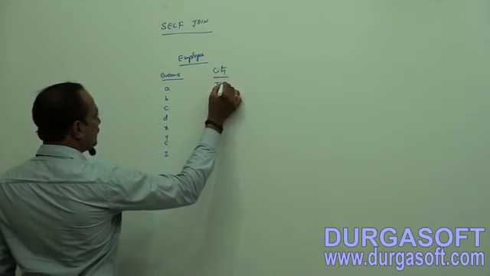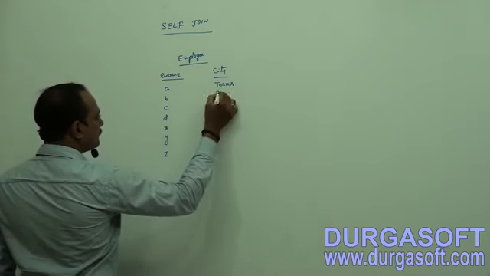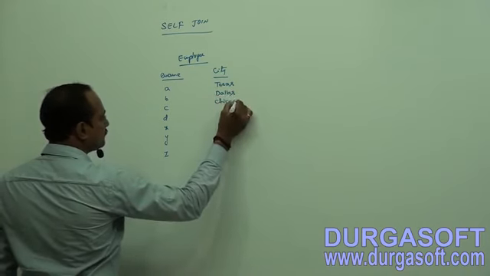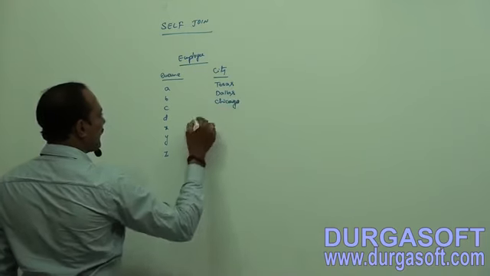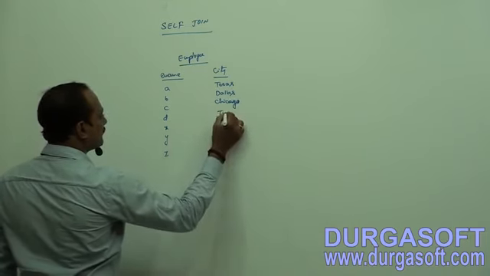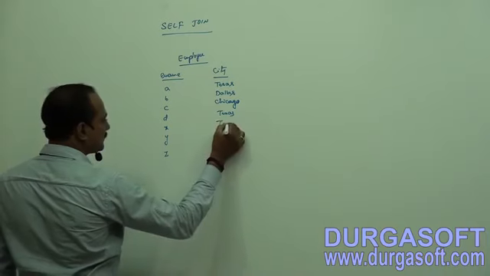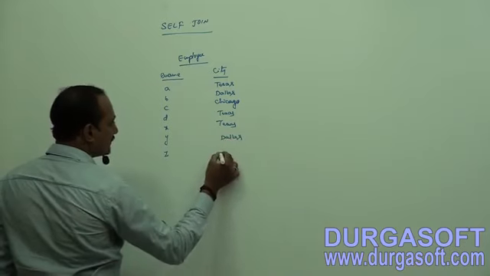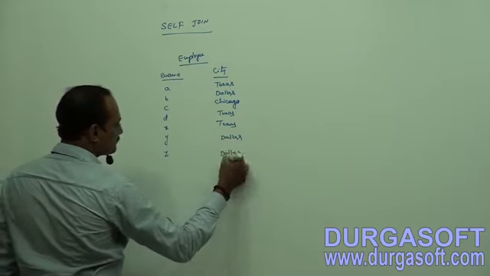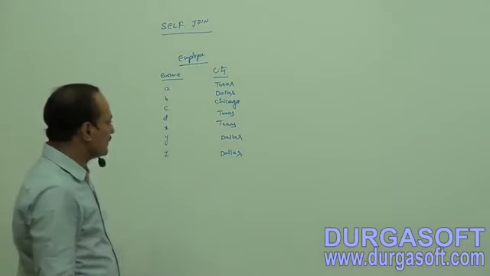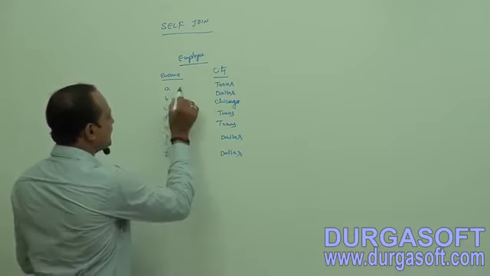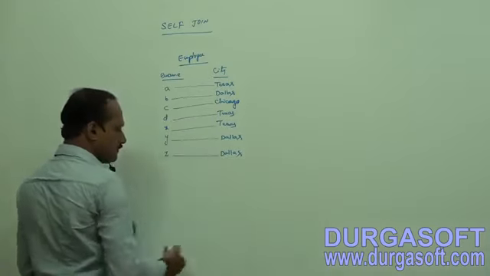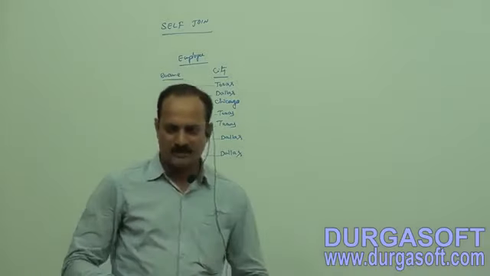A is living in Texas. B, Dallas. C, Chicago. And D, again Texas. X, Texas. Y, Dallas. Z, Dallas. These are the employee names and respective cities. Listen carefully, in which case we have to use self-join. That is important.